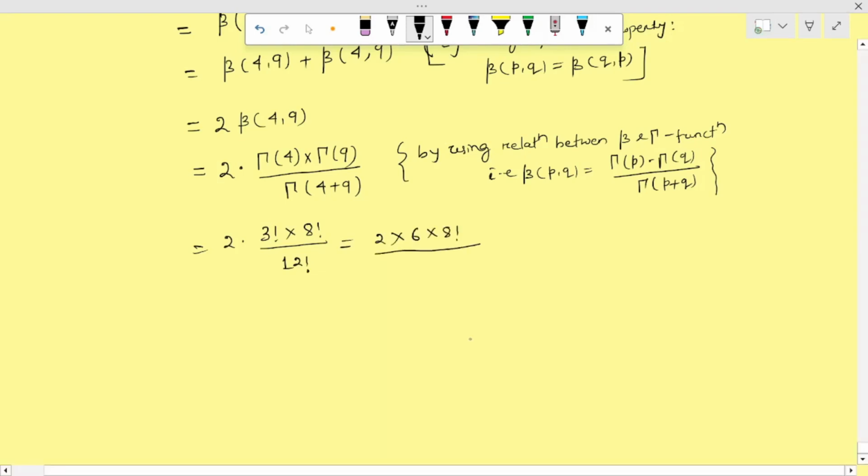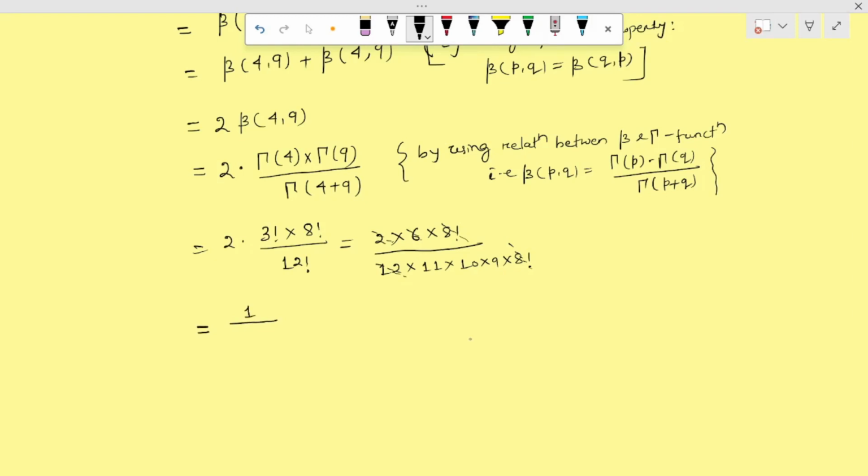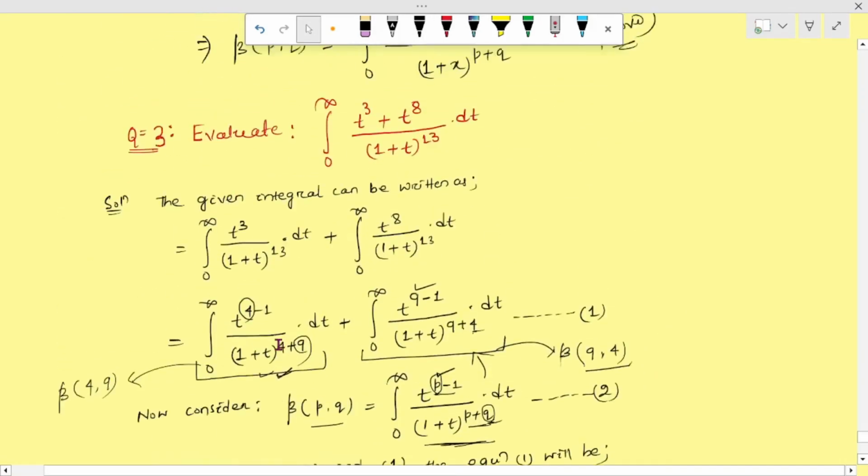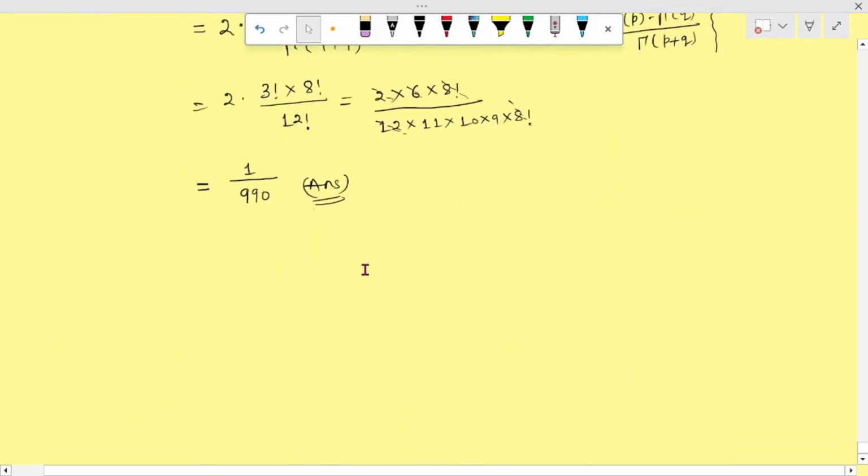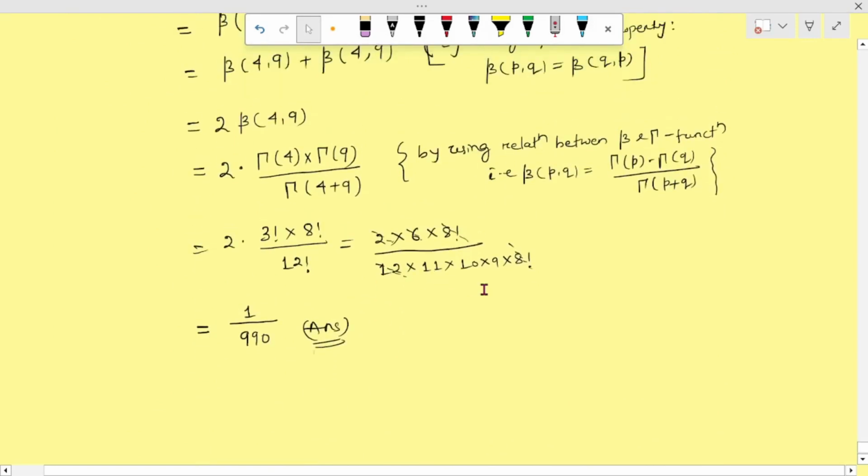It equals 2 into 3 factorial, which is 6, into 8 factorial, leaving 8 factorial here. 12 factorial can be written as 12 into 11 into 10 into 9 into 8 factorial. 8 factorial cancels. Here 2 into 6, 12, cancels. Finally we get 9 into 11, 99, then 990 is your answer. This is the final answer of this question. Now we are going to go for our next question.